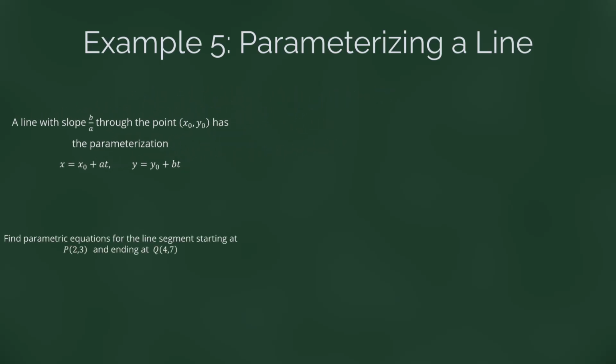Let's see if we can parameterize the line segment that starts at the point 2, 3 and ends at the point 4, 7. So we know we're going to use something of the form x naught plus a times t and y naught plus b times t, where b and a come from the slope. So if we're connecting the points 2, 3 and 4, 7, the slope of that line is going to be 7 minus 3 over 4 minus 2, or 4 over 2, which we can simplify to be 2 over 1 if we want, or not. We can leave it as 4 over 2 as we want.